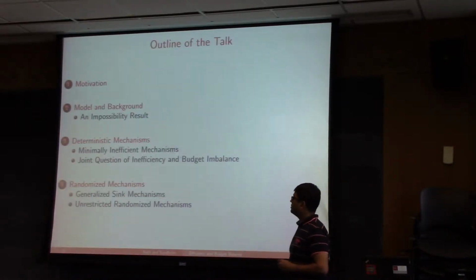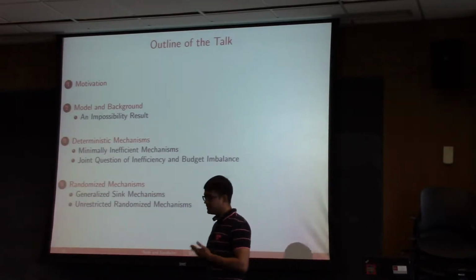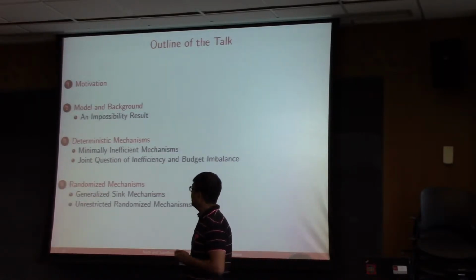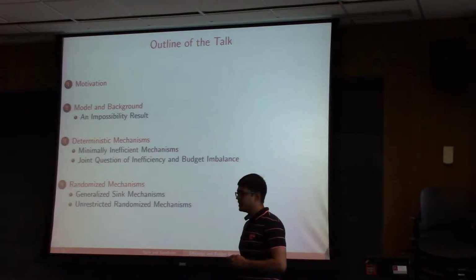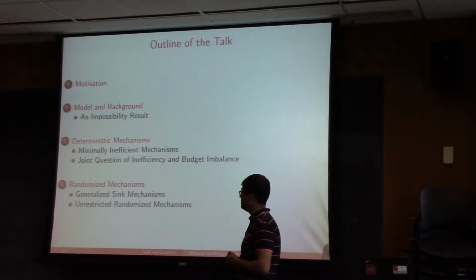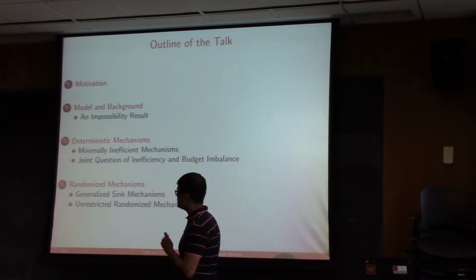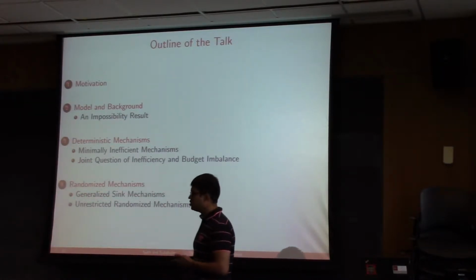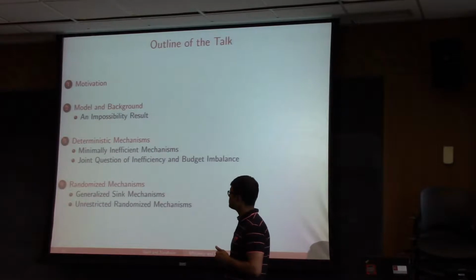So the plan is the following. We'll start with an example to motivate the problem. Then we'll formally present the model and talk about some well-known results in this space. Then we'll talk about deterministic and randomized mechanisms. This will make sense as we go along.